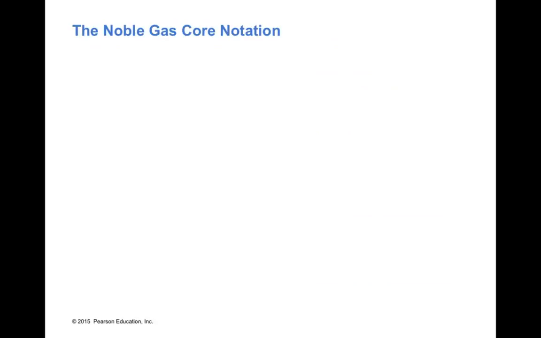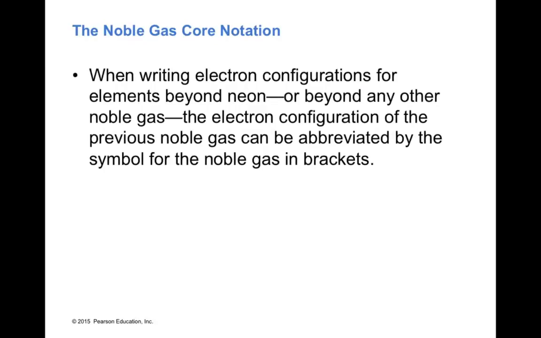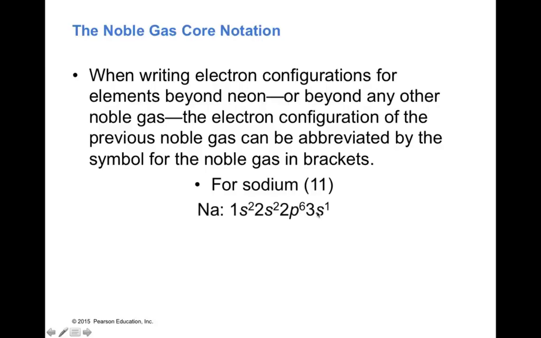So the noble gas core notation: when writing the electron configuration for elements beyond neon or beyond any other noble gas, the electron configuration of the previous noble gas can be abbreviated by the symbol for the noble gas in brackets. So for example, sodium. Sodium is the element that goes after neon, and it has 11 electrons. So the electronic configuration must be 1s2, 2s2, 2p6, and 3s1. So we have 2 and 2, that's 4, plus 6 is 10, plus 1 is 11 electrons. And this order is the same as we saw before, with the ladder. That's where that order comes from.